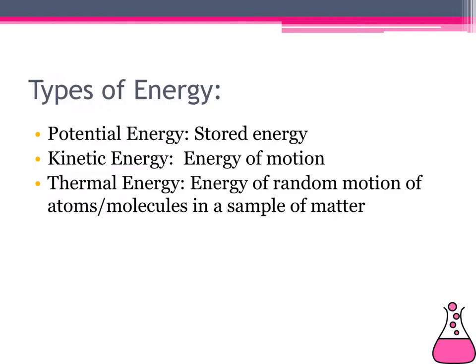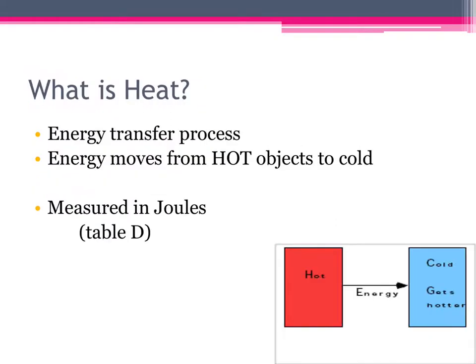So there's a couple different types of energy that we focus on in this class. Obviously, there's more energy than is listed here, but the three big types of energy that we're going to talk about in this unit are potential energy, kinetic energy, and thermal energy. Potential energy is stored energy, and in chemistry, we're generally talking about the energy that's stored in chemical bonds. Kinetic energy is the energy of motion. And thermal energy is the energy of random motion of atoms or molecules in a sample of matter. Okay, so heat is actually an energy transfer process.